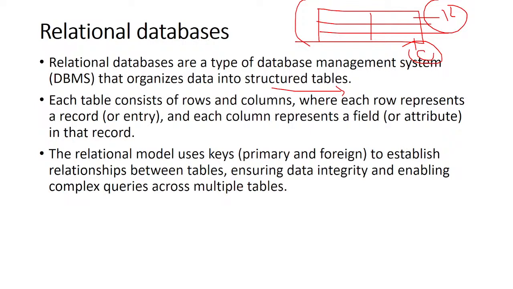The relational model uses keys, primary and foreign keys, to establish the relationship between one or more tables, ensuring data integrity and enabling complex queries across multiple tables. In a simple way, a relational model uses keys like a primary key, foreign key, composite key, and unique key, and with the help of these types of keys, the relation between two tables ensures data integrity. And it's used for complex queries with multiple tables.